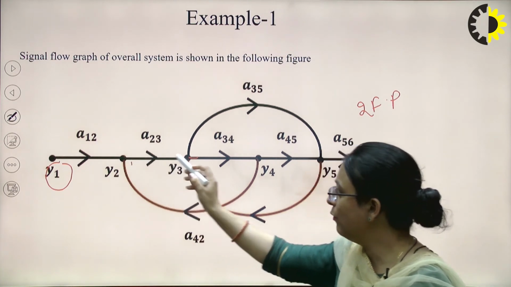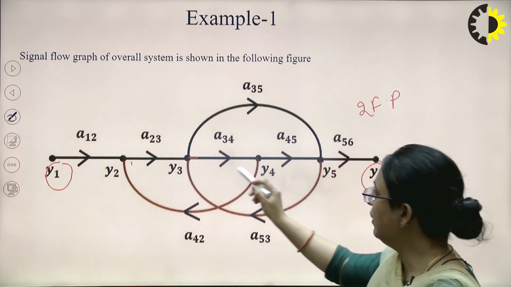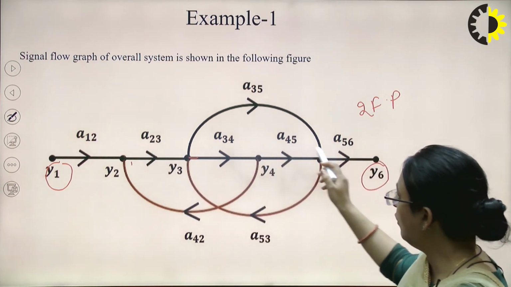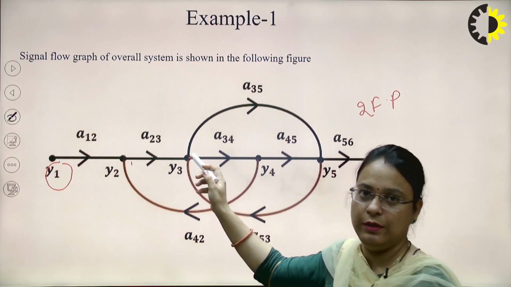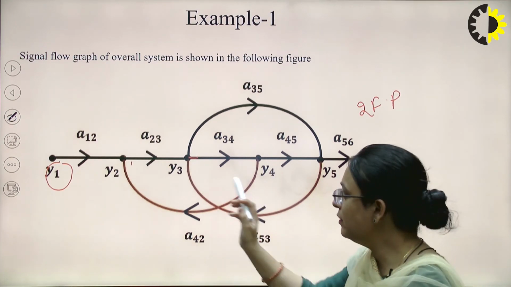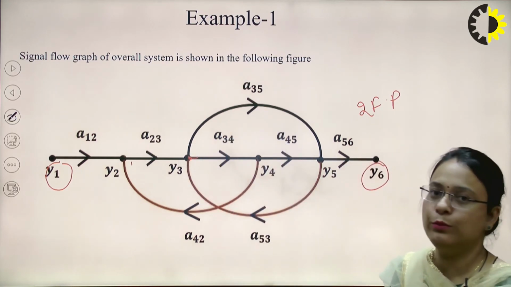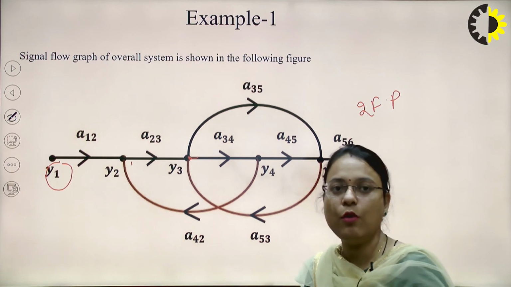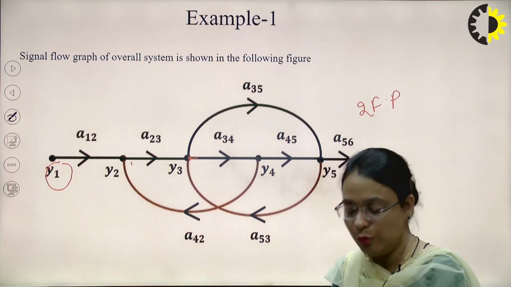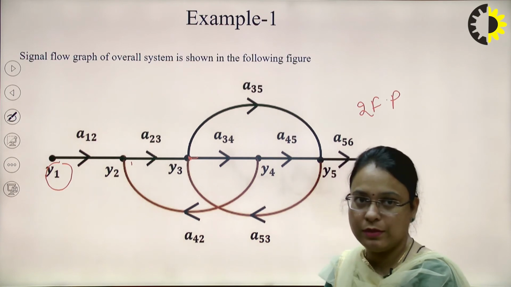One is from y2 to y3, y4 and then back to y2. Another one is y3, y4, then y5 back to y3. Here you can see there is no non-touching loop, as these two loops have y3 as a common node. So there is no non-touching loop in this, and there is no self loop in this SFG.